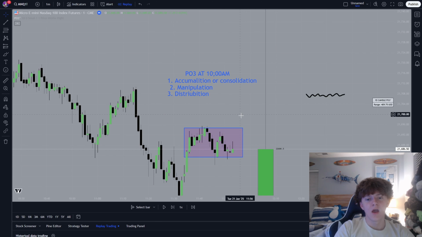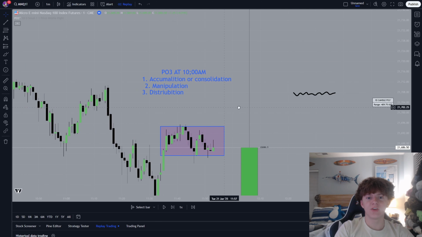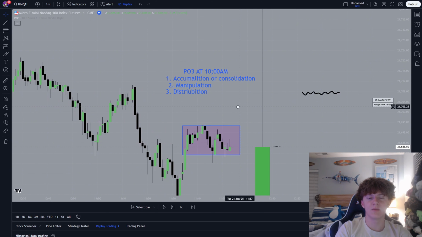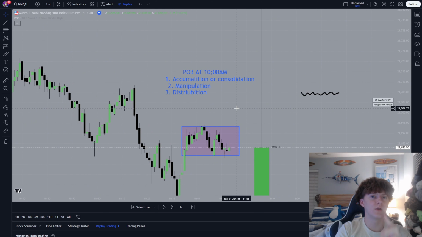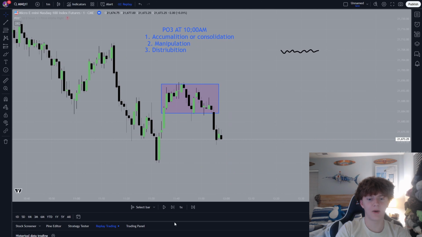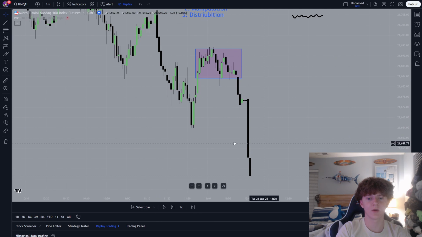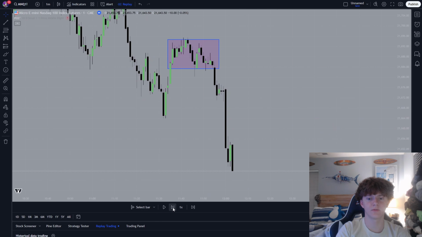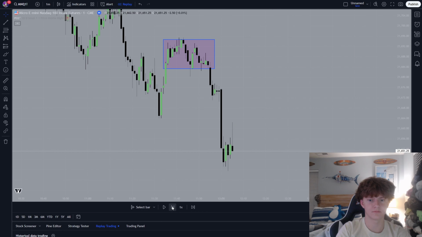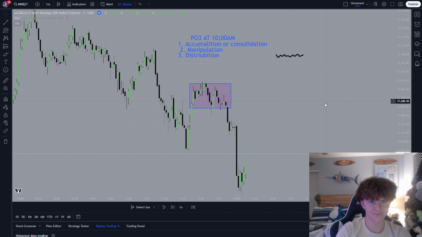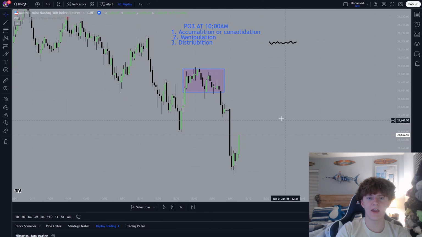So I'm going to go ahead and fast forward these charts so you guys can see the second step, manipulation, and I'm going to show you guys what it's like to be a retail trader and what it's like to trade Power of 3. So as you guys can see here, we are forming downwards. All right. So we have just manipulated.